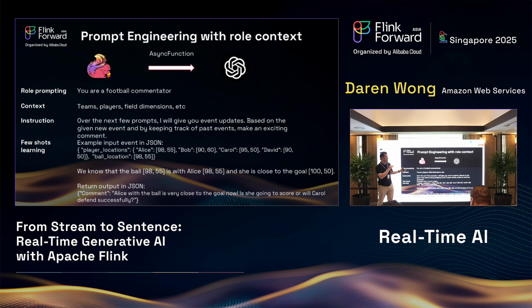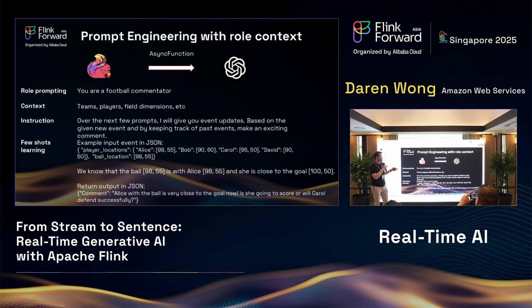Next, we can give it an instruction so that it knows what to do next. So we can tell it, for example, over the next few prompts, I will give you event updates. Based on this new event and keeping track of the past events, make an exciting comment for me. And lastly, we can also do few-shot learning here.